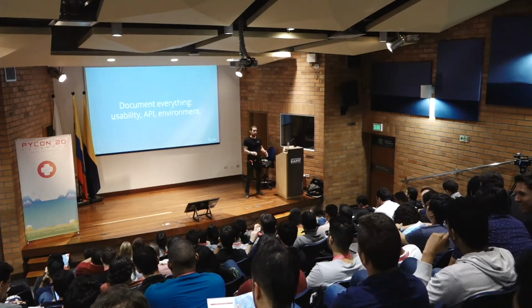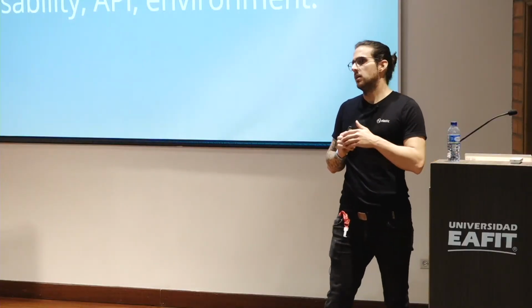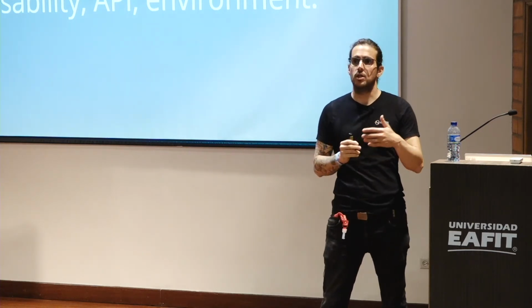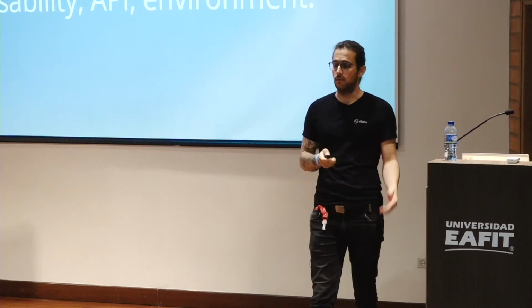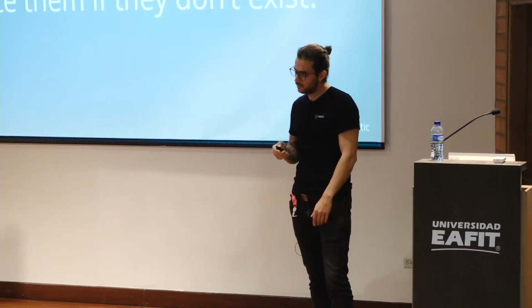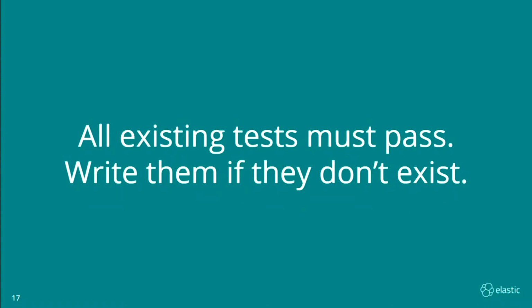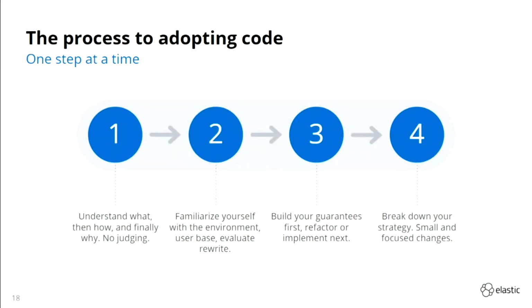Make sure you document everything. If you have programmatic APIs, like functions that are public in your software and that you're expecting people to use, document those. Make sure that you document how people are supposed to be running everything. And of course, all existing tests must pass. Write them if they don't exist. I'm not going to spend too much time on this one. It's kind of self-explanatory, I guess.